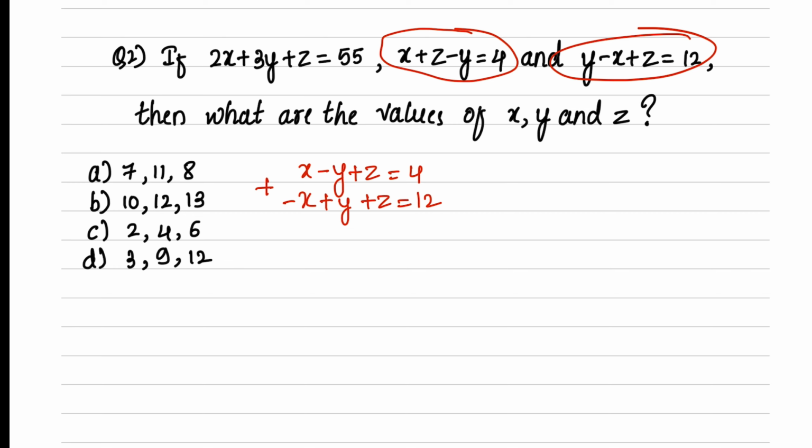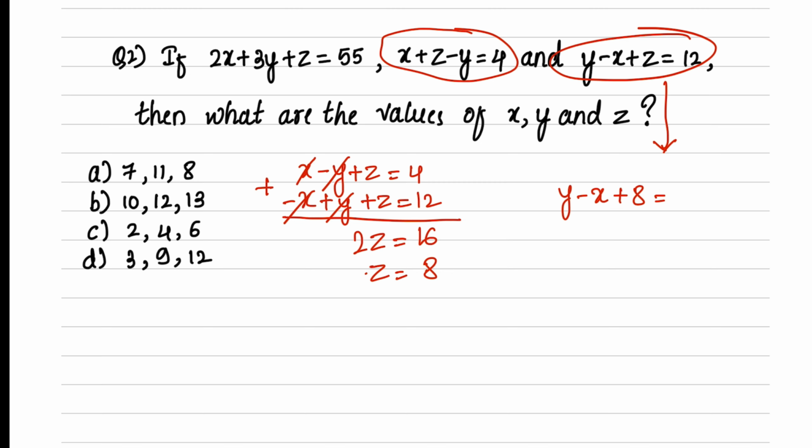Now you can add these both. You will get x minus x cancel, minus y plus y cancel. You will be left with 2z equal to 4 plus 12 is 16. So z will be 8. So we got the value of z. Now take this equation, y minus x plus z equal to 12, and substitute the value of z, 8. So 12 minus 8 will be 4. You will get y equal to x plus 4.